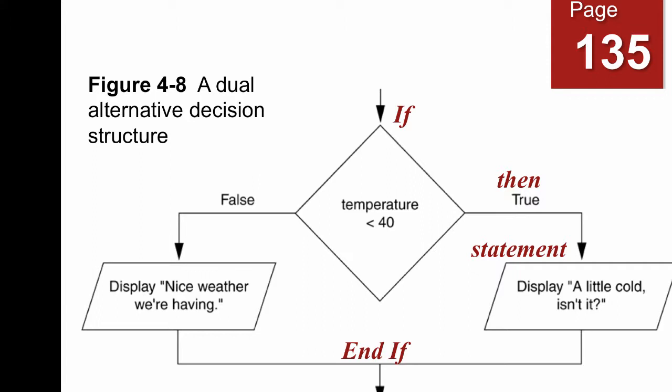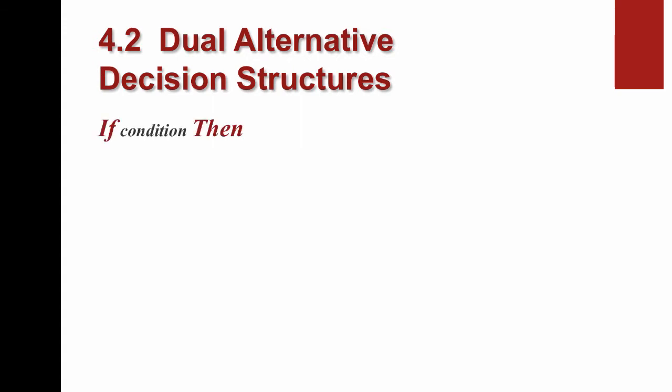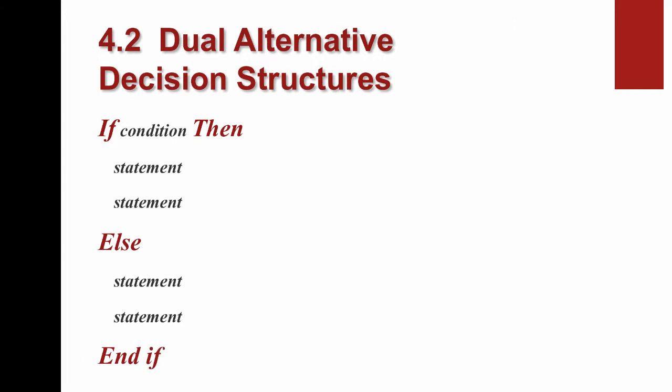Well, what if it's 45? Well, now our condition is not true. It's false. So we would say else, and there's our statement, and it would fall through to the end if. So we've got something happening if it's greater than 40 and something if it's less than 40. Dual alternative decision structures. It's an if, the condition, and then we put our statements in there, what we want it to do, and then we've got that else. That's our little congratulations. If it's false, you're going to do this. There are statements, and then we always have an end if at the bottom.